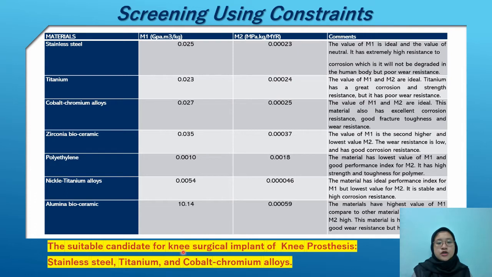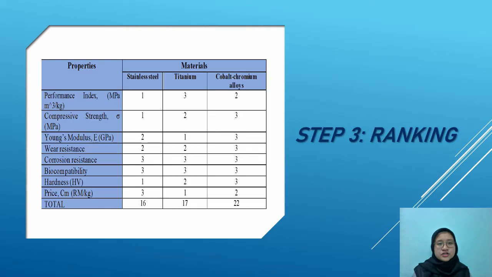The suitable candidates for knee surgical implants of knee prosthesis are stainless steel, titanium, and cobalt chromium alloy. We eliminate the 4 materials because the nickel titanium alloy and alumina bioceramic are eliminated due to the expensive price and not affordable, while zirconia bioceramic is eliminated due to the poor wear resistance, and polyethylene and nickel titanium alloy are eliminated due to the lowest compressive strength compared with the other materials.